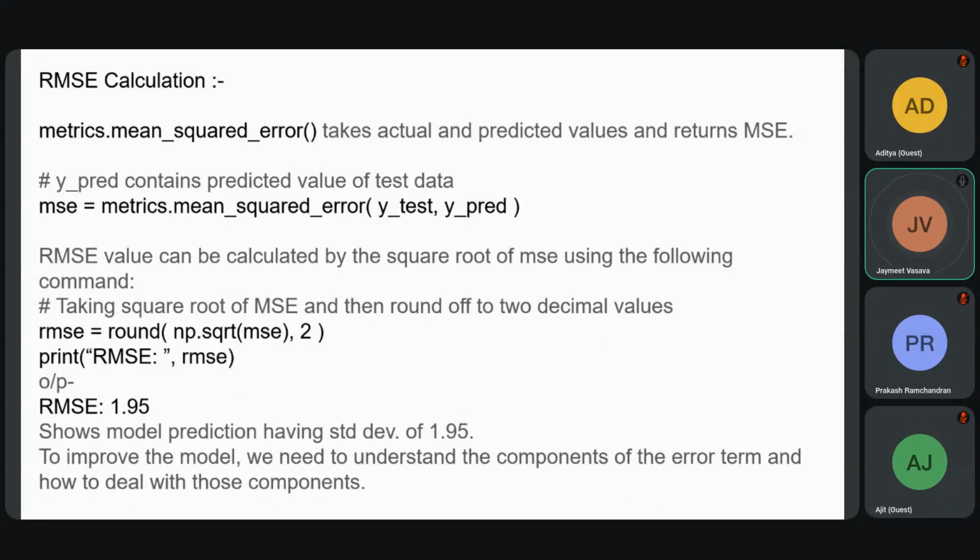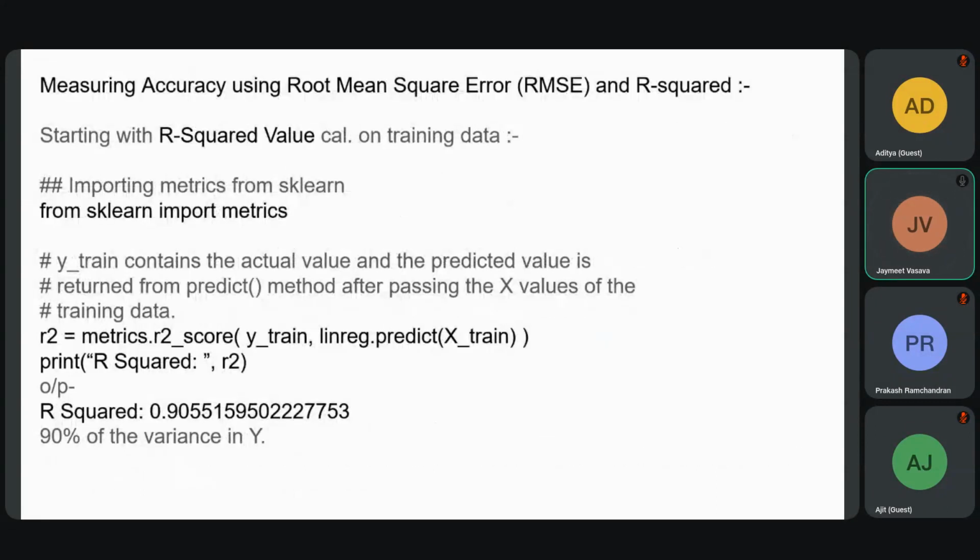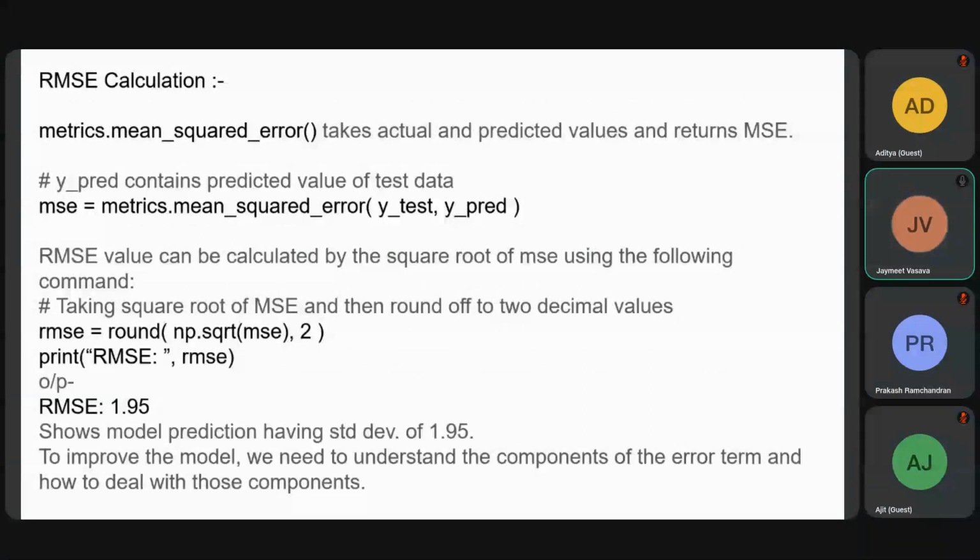Now the other measure of accuracy is RMSE, which is the root mean squared error. So we'll be using metrics again. That is the reason we imported it. So metrics.mean_squared_error takes the actual and the predicted values and returns the mean squared error.